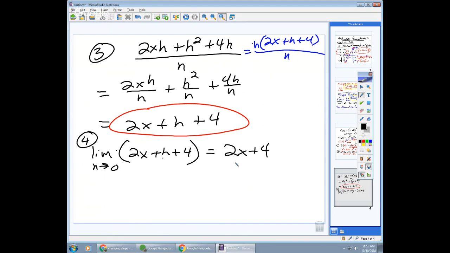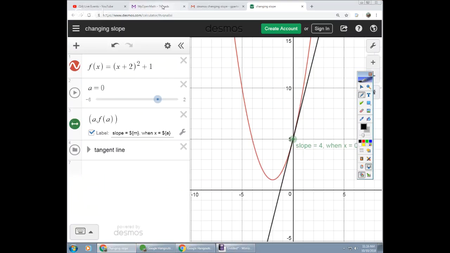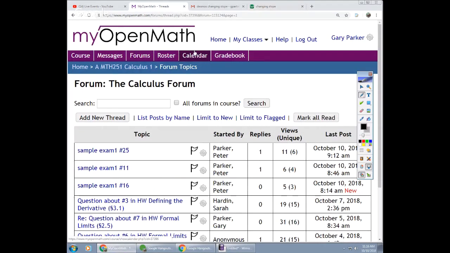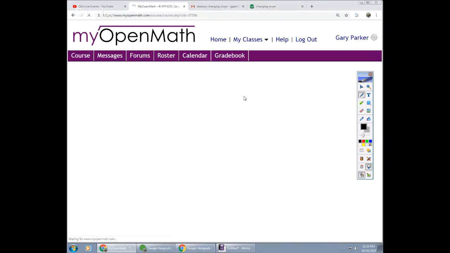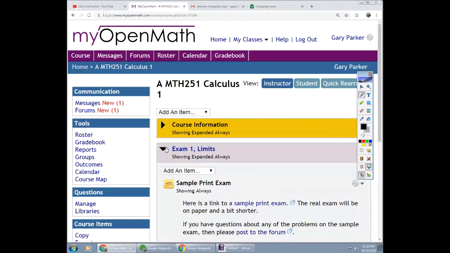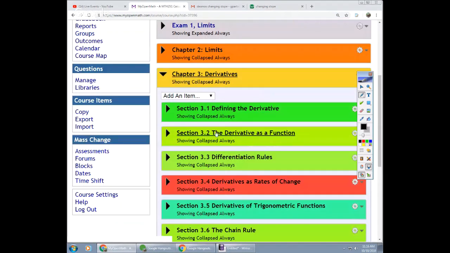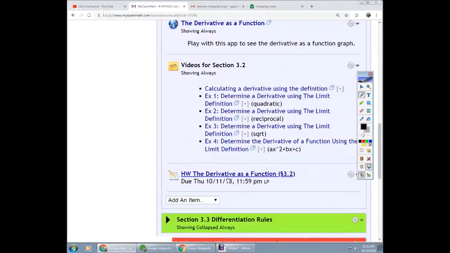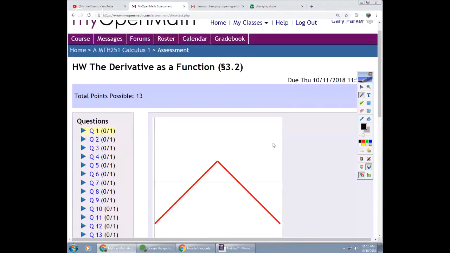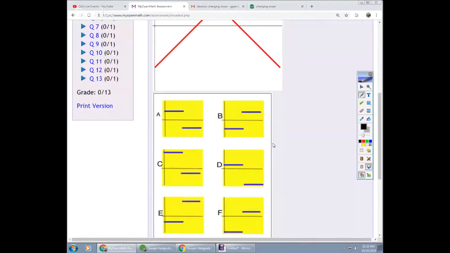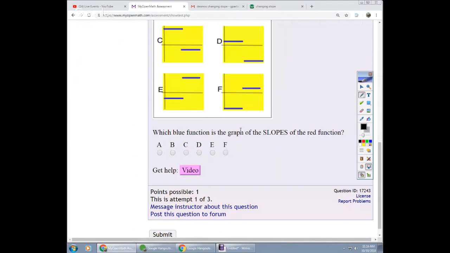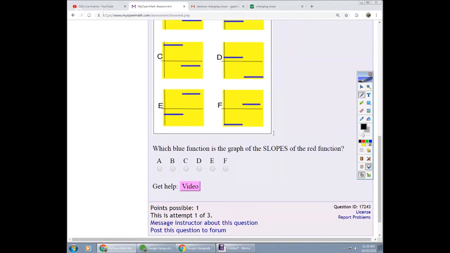So let's take a look at some pretty pictures in the homework. And again, if anybody wants to respond to Peter, go for it. I see there's already a couple of responses. All right. Testing, exam, chapter 3, section 2, homework. All right. So here, which blue function is the graph of the slopes of the red function?